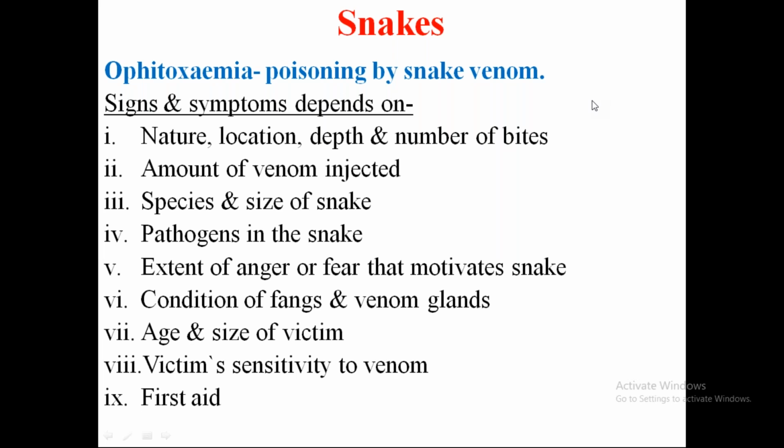And then age and size of the victim is also very important. In extremes of age, the symptomatology is more. If an adult person is bitten by a snake, then the symptomatology is less because of his improved immunity. And then victim's sensitivity to venom is also one factor. Because venom is nothing but a toxic protein, a person who is sensitive to this protein has more symptomatology and more shock. The symptoms of shock will be more easily attained, and then they're prolonged.